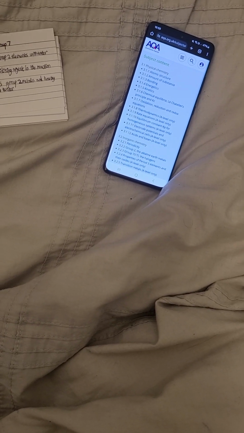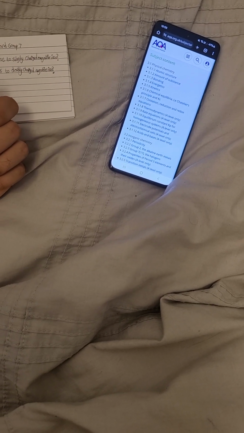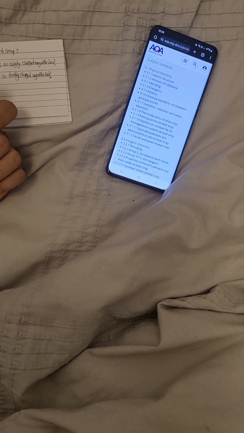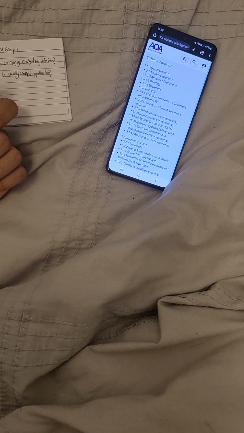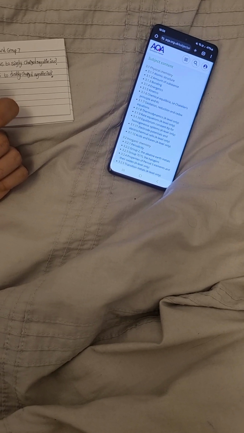Equation of Group 2 elements with water, where water is an oxidizing agent: M(s) + 2H2O(l) → M(OH)2(aq) + H2(g). Beryllium, magnesium, calcium, strontium, barium: very slow or doesn't react, reacts slowly, steadily, fairly quickly, rapidly.